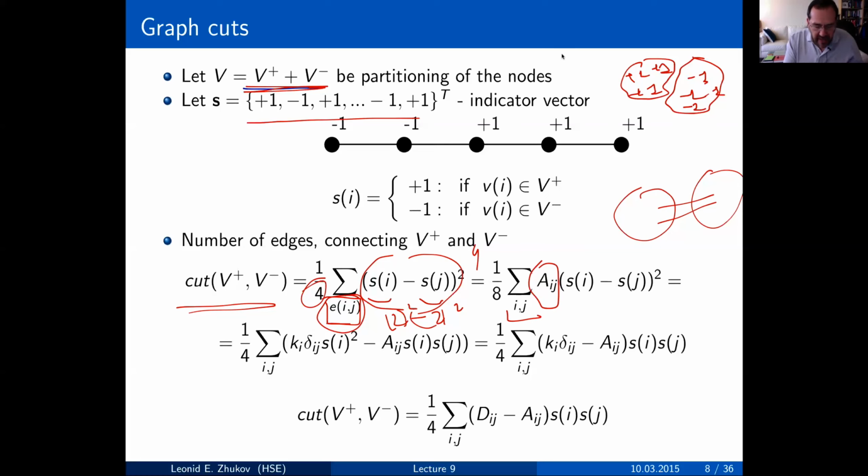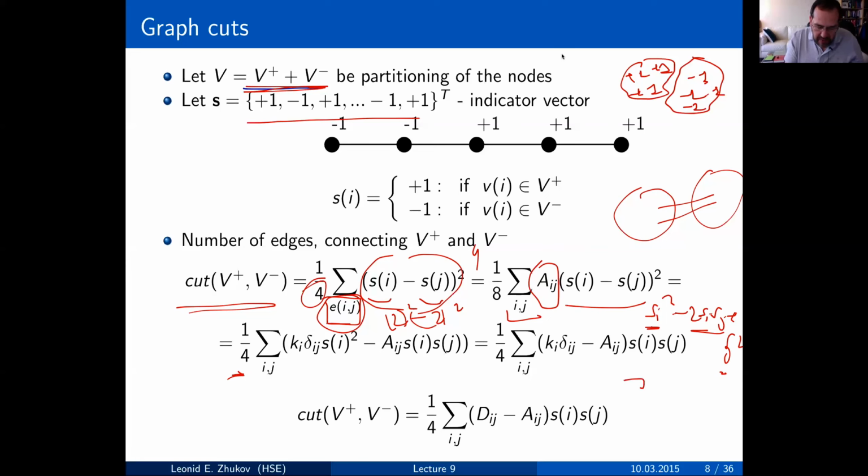Okay. Then the next step is, well, this is squared, so we can open up this square. It's going to be si squared minus 2 si sj plus sj squared, right? And since it goes under the summation of i and j, it doesn't matter whether we use i or j in terms of indices. You can just leave it twice as i. And we have twice as si sj, so the number 2 goes out and becomes again 1/4.